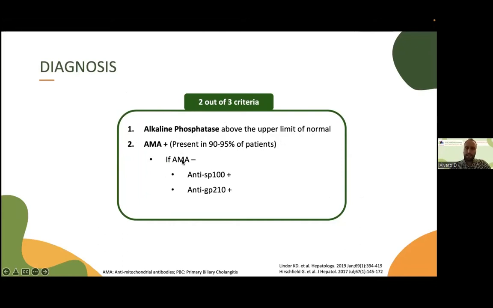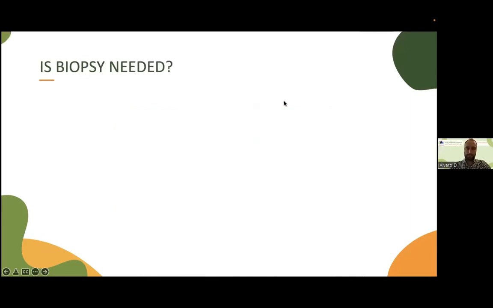And if these anti-mitochondrial antibodies are negative, the presence of other antibodies is enough for diagnosing the disease. And finally, the third criterion is a biopsy consistent with PBC. So just meeting 2 out of these 3 criteria is enough for diagnosing the disease.